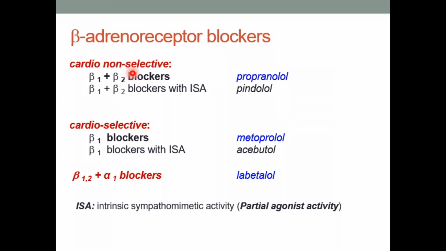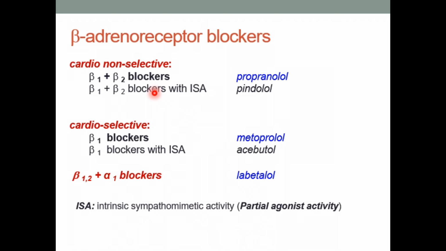So if it is non-selective, the blocker is also acting on beta 2. It's also blocking beta 2. An example is propranolol. It blocks both beta 1 and beta 2, so it's cardio non-selective. And we have pindolol. Other than being cardio non-selective, it also has ISA, intrinsic sympathomimetic activity. It's like partial agonist activity.